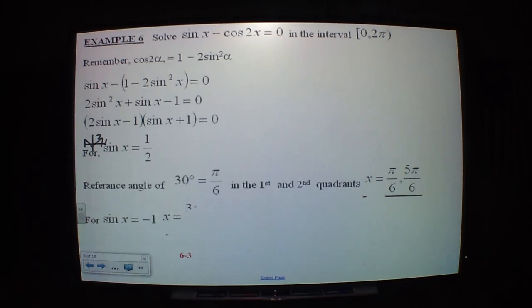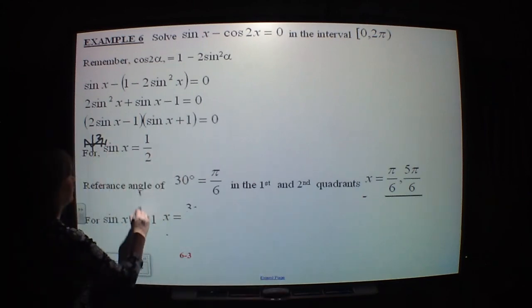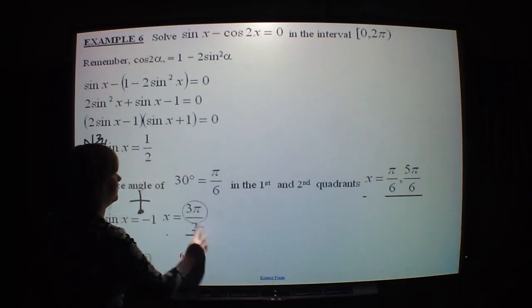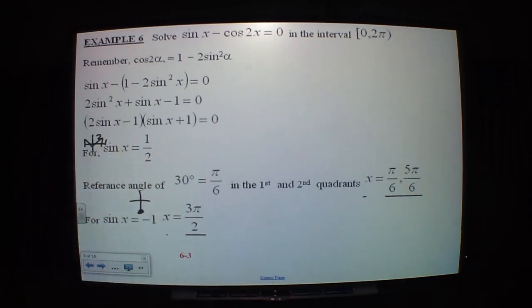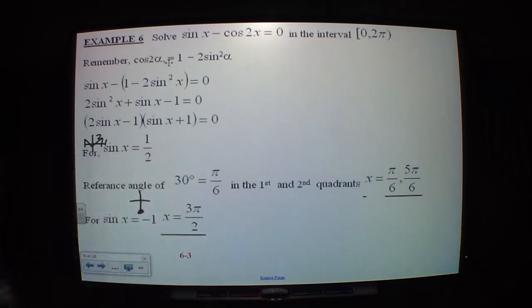For sine of x is equal to -1, remember sine is y/r. Y is -1 at one of the quadrantal points. And I hope you know that it's at 3 pi/2 down at the bottom. When you're doing these quadrantal points, it's down here. Okay? So that's the only place, 3 pi/2, where sine of x is equal to -1. And we're done.